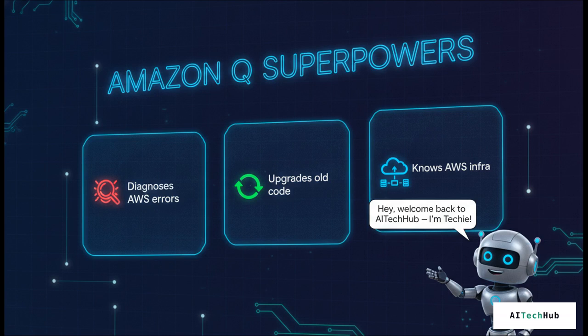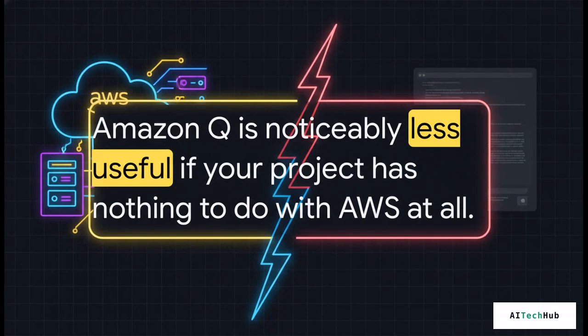And for those of you who watched our recent explainer on MCP, the Model Context Protocol, you'll be thrilled to know Amazon Q supports it. That means the agent can seamlessly tap into your external data sources and tools to enrich its specialized context even further. But, as with any true specialist, there's a pretty important flip side we have to consider.